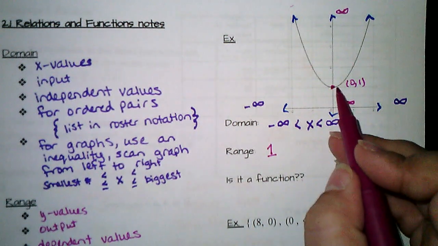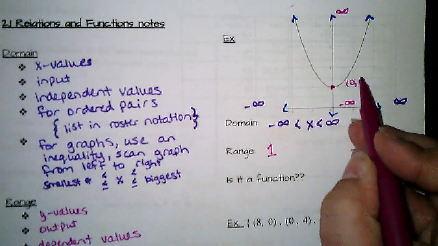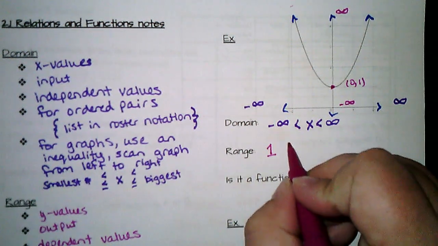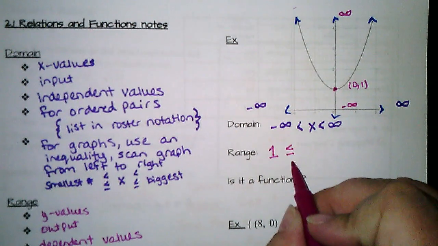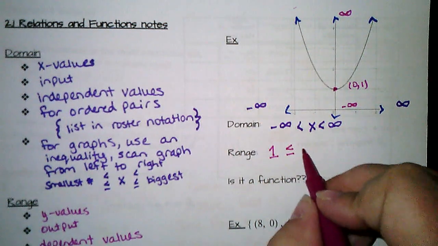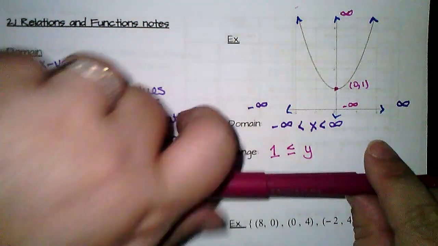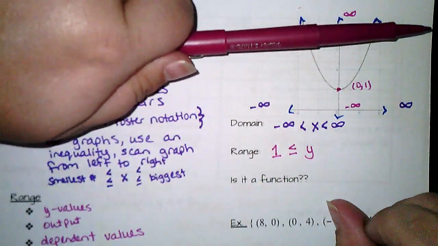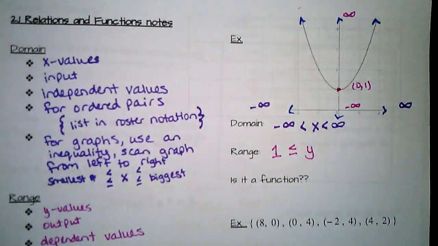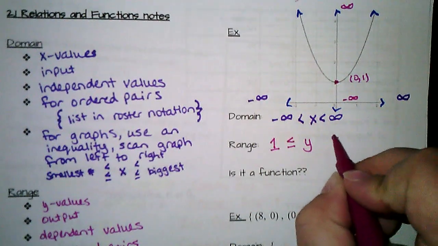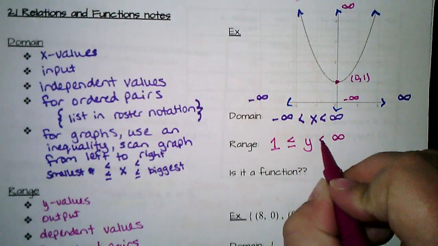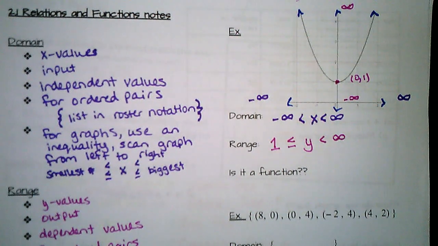Now, is the graph actually on 1? Is it touching this 1? Yes. So I have to use less than or equal to because it's touching it. And range uses y. And then at the top, if I go up to the top of my graph, I end with arrows. So that means it goes on forever or infinity. And this side gets a less than, but not equal to, because you can't touch infinity.